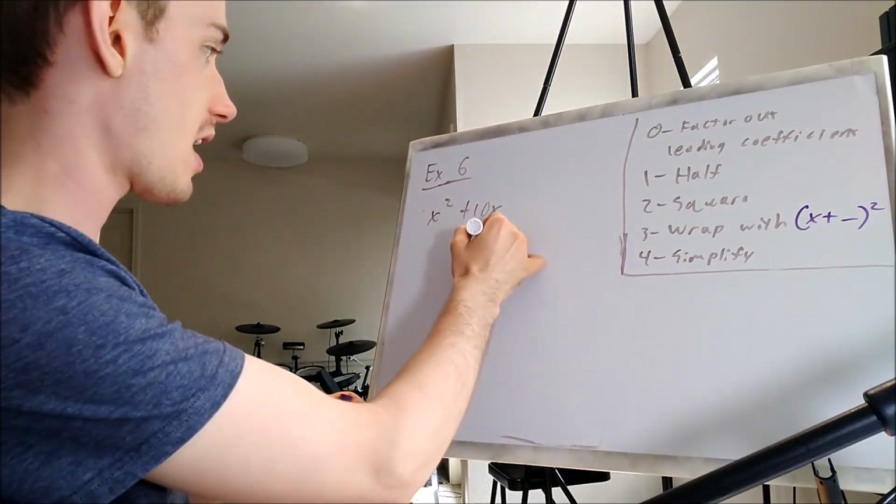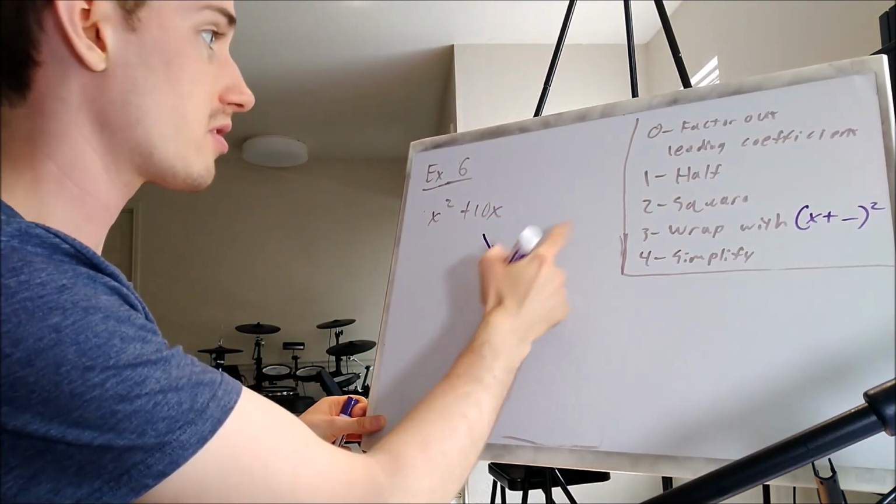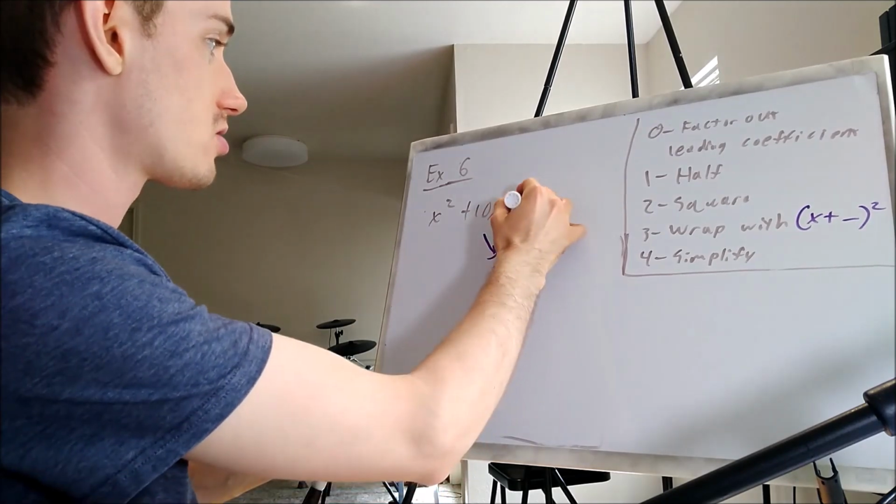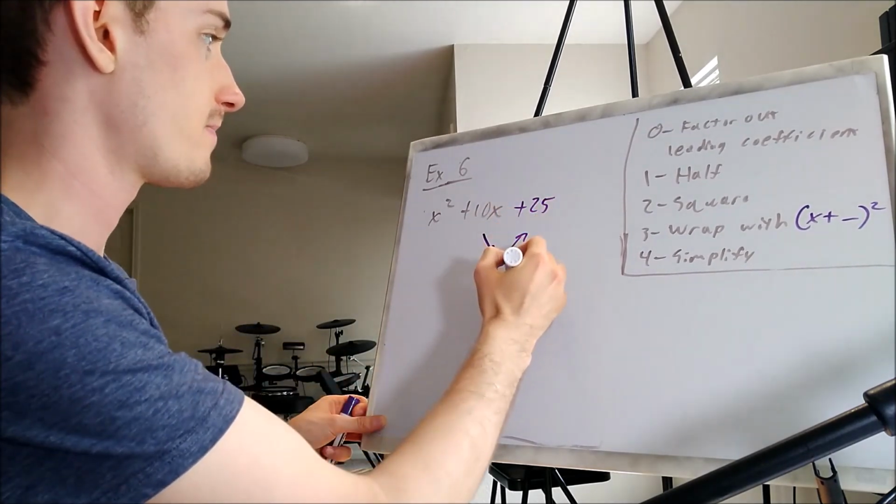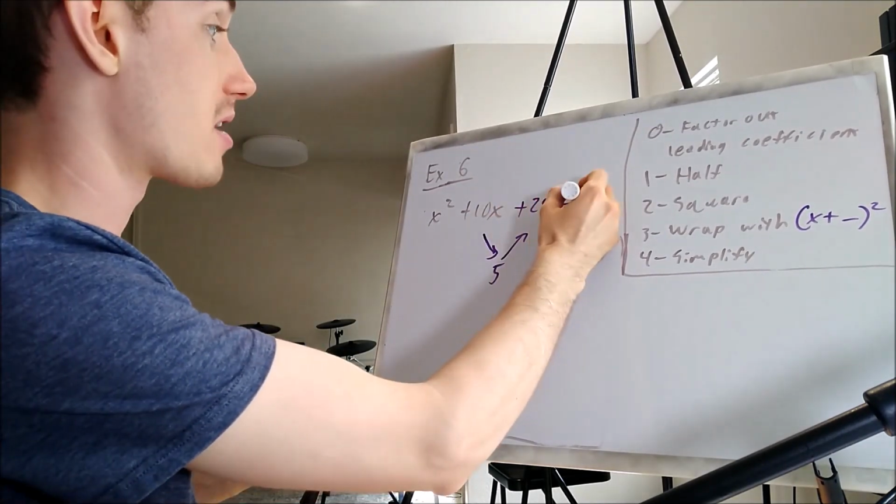Step 1, we take half of 10, which is 5. Step 2, we square it. So that becomes plus 25. I can't just add 25, I have to have minus 25 also.